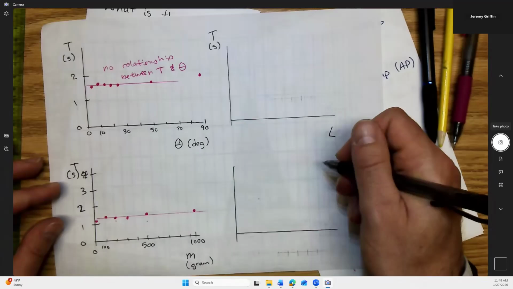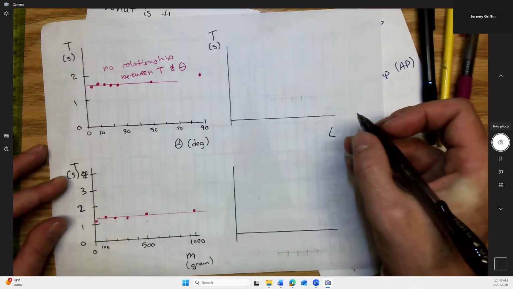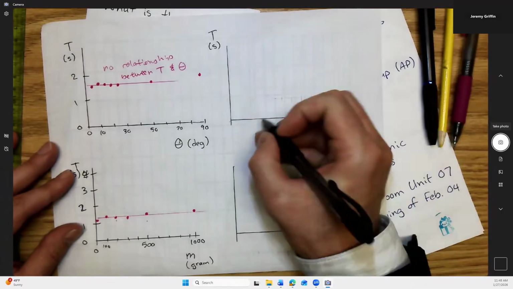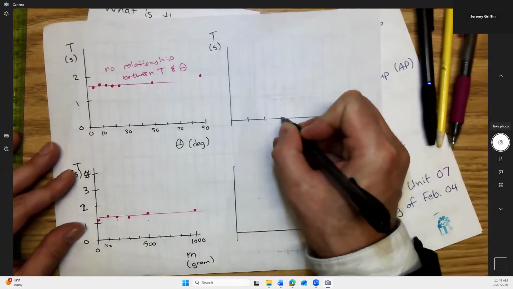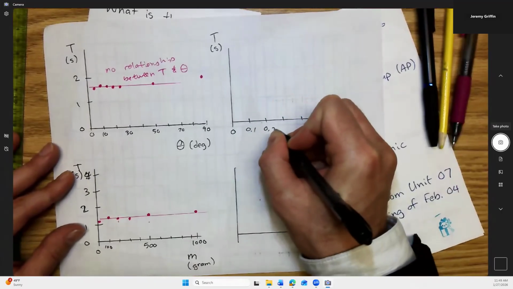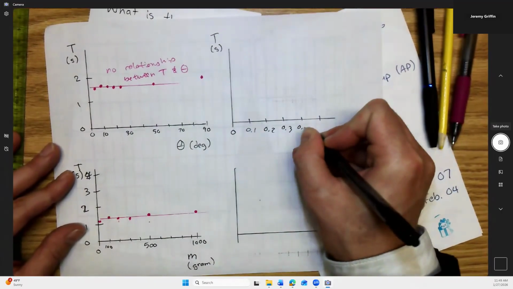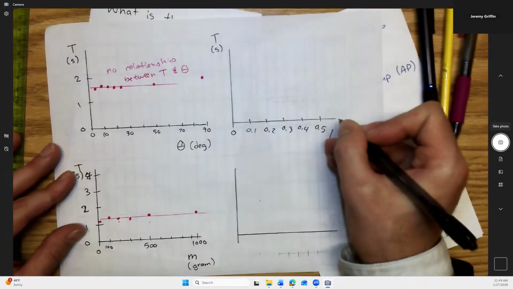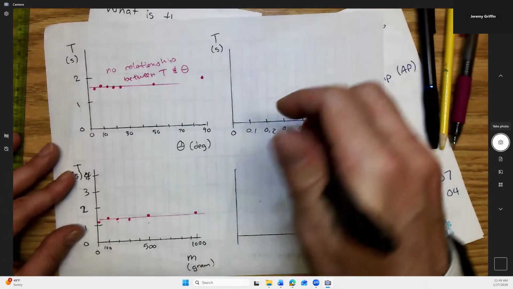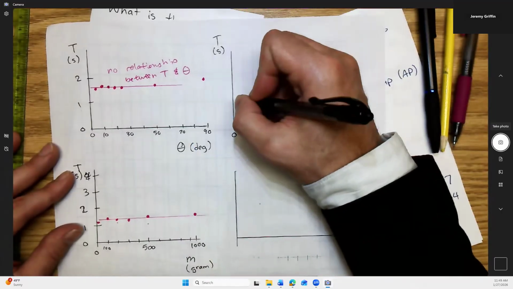About 0.5. Okay, so it sounds like we're going in meters. All right, so let's go 0, 0.1, 0.2, 0.3, 0.4, 0.5. All right, and then a little about that. And what was your longest time? 1.51. Okay.